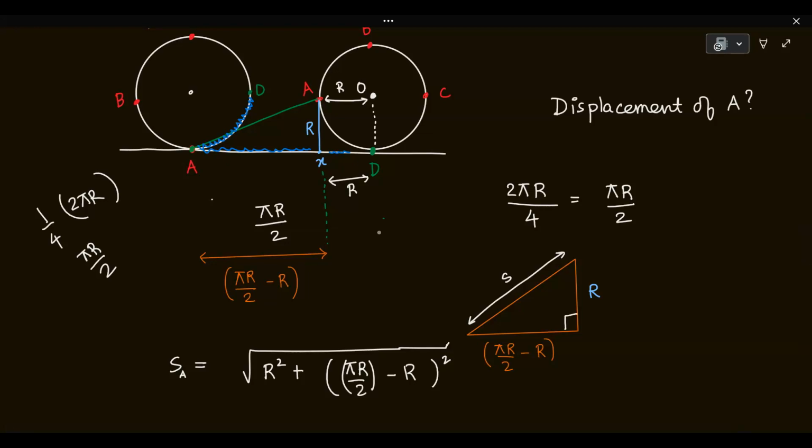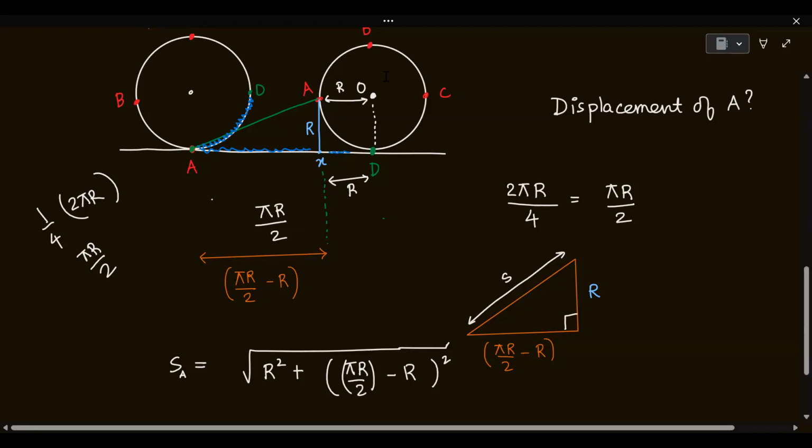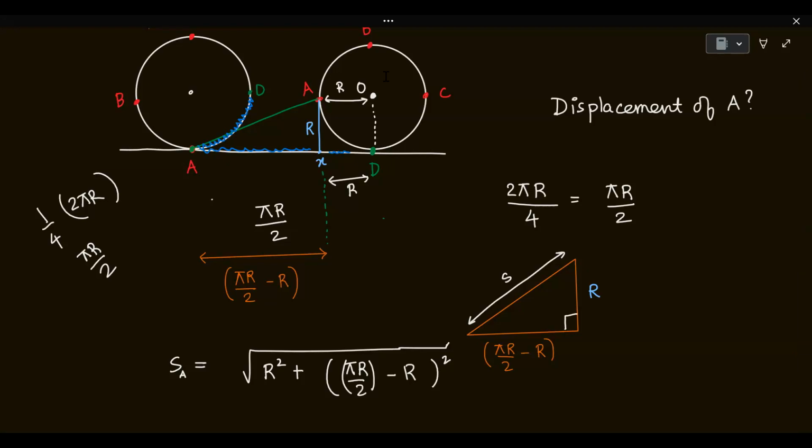Okay, now the displacement is pretty easy. Under root of R square plus (pi R by 2 minus R) whole square. This is the Pythagoras theorem that I have used. If you have any doubts again, please let me know which particular step you didn't understand. You can ask.